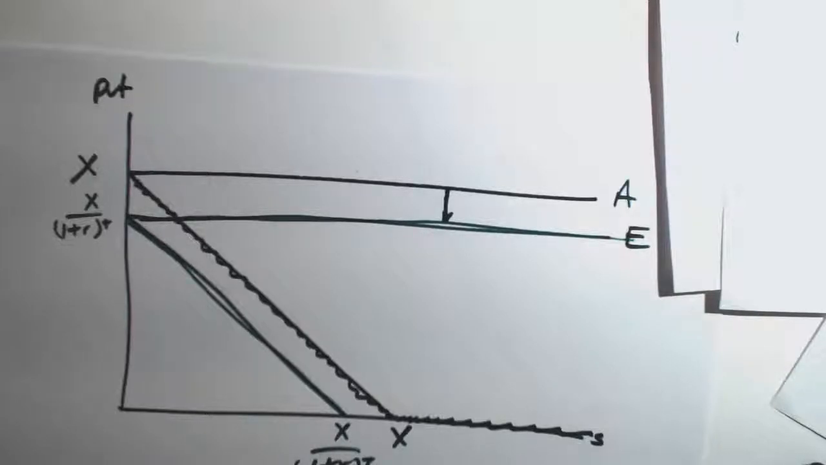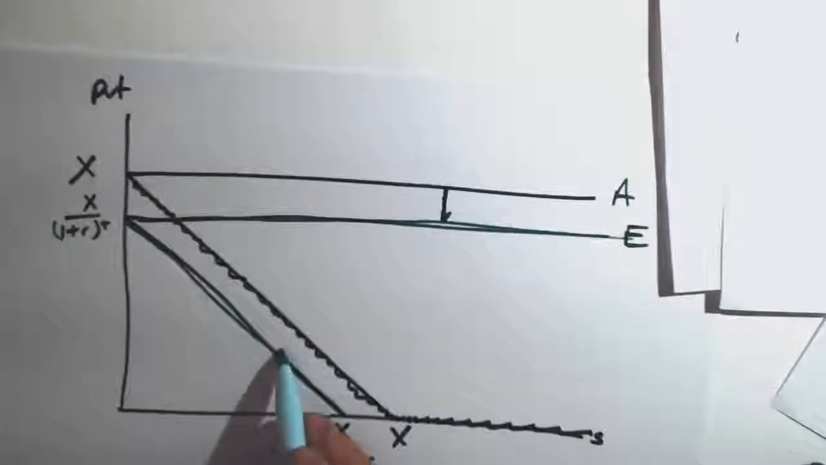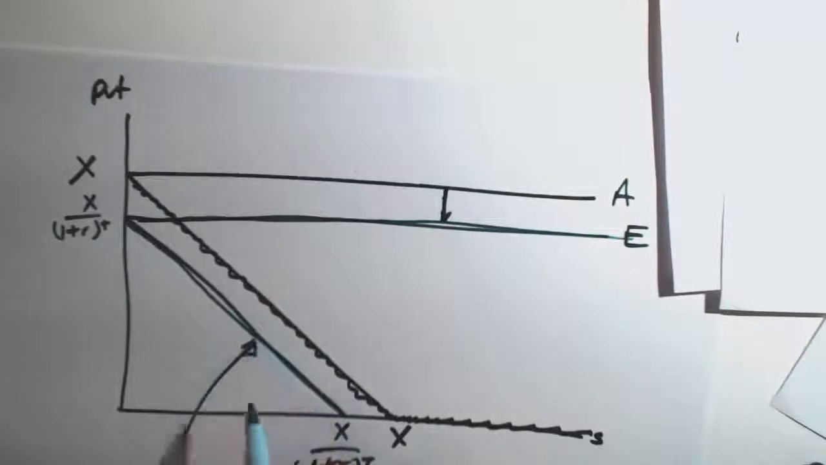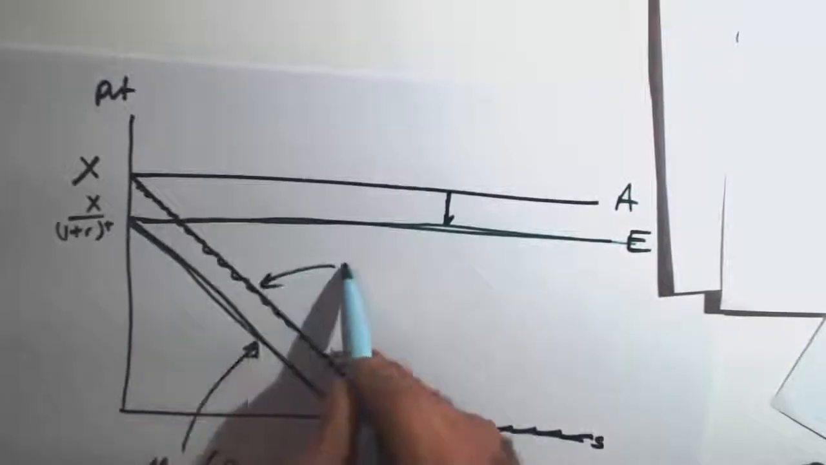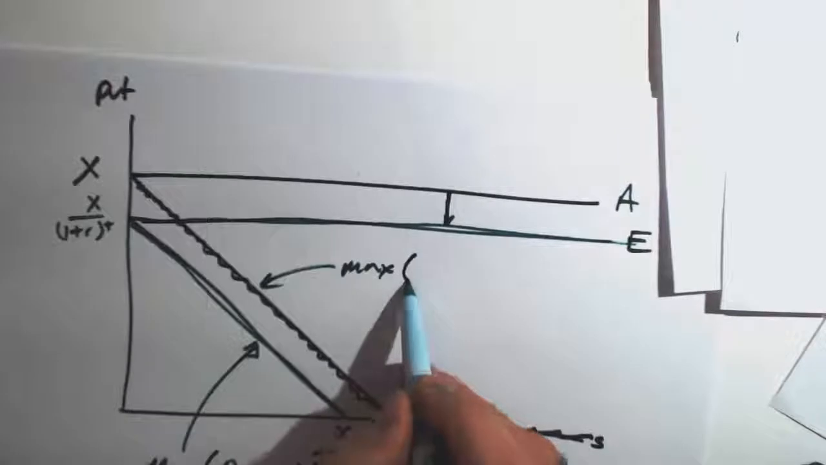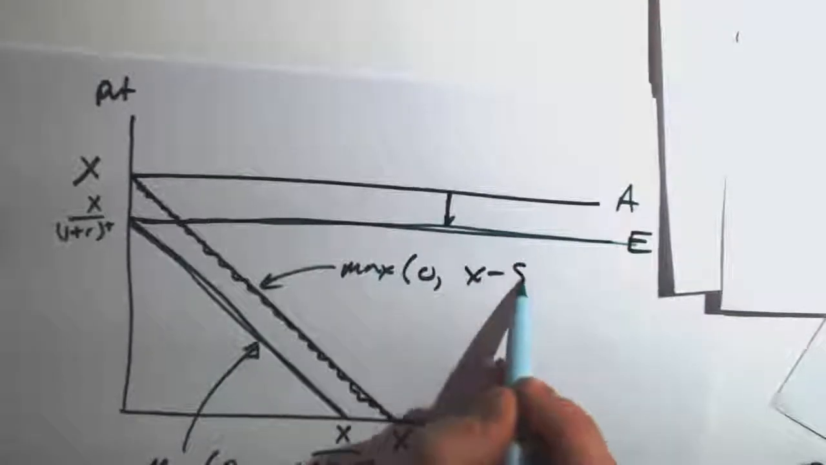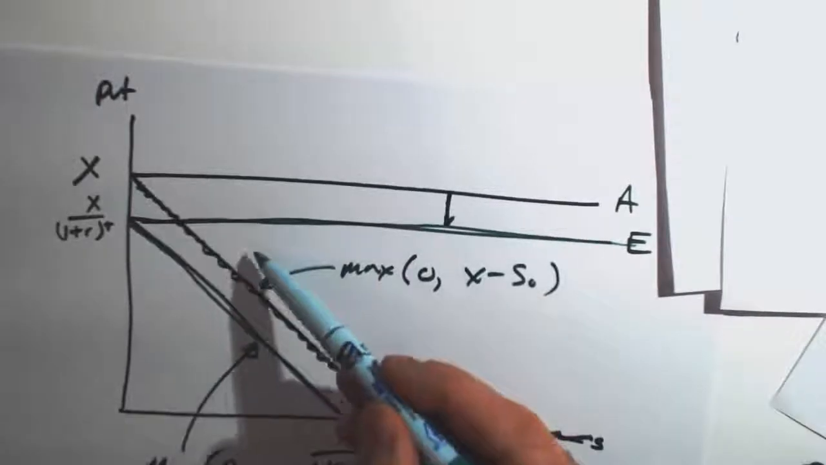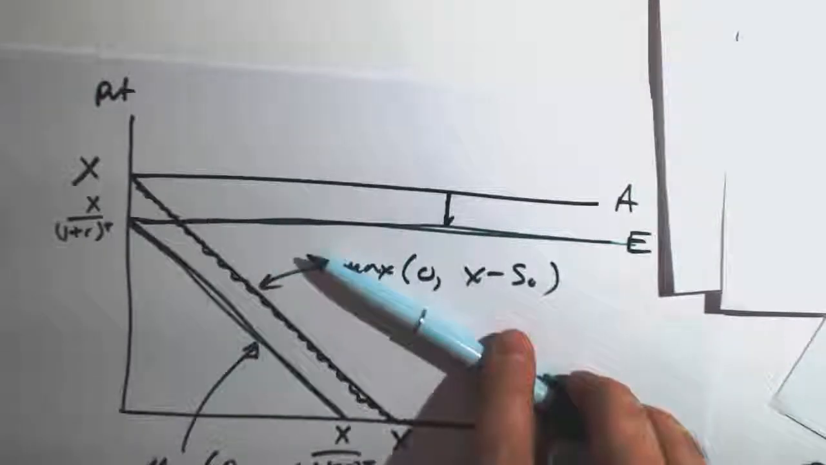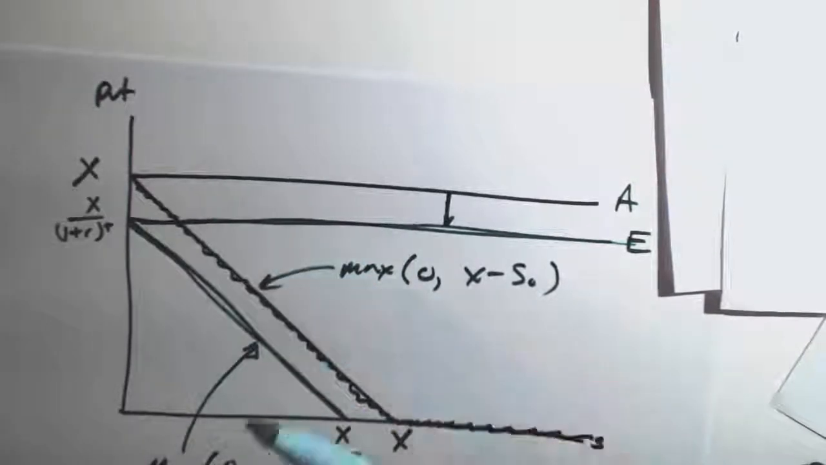So by the way, the formula for this guy right here is the maximum of 0, comma, X over 1 plus R to the T minus S subscript 0. And this was the maximum of 0 or X minus S0. Okay. So the boundary space is what's in this middle right here for these options.